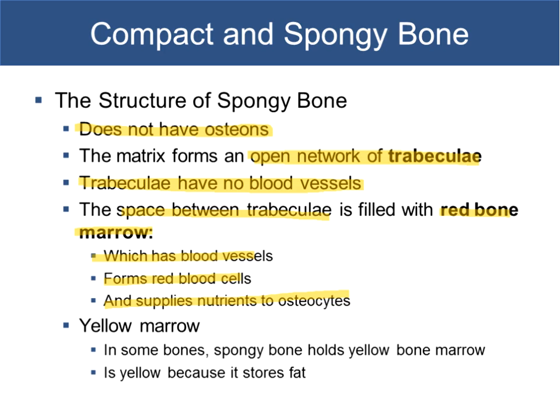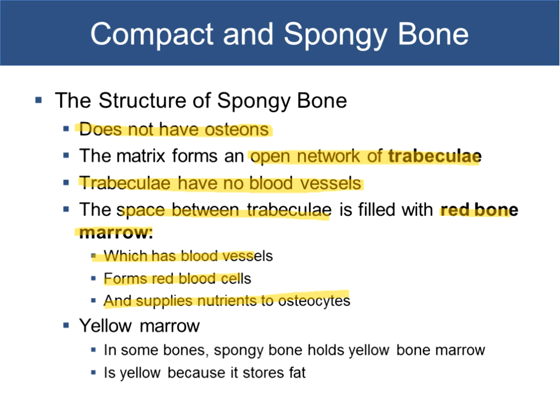Even though we don't have that unit of compact bone we call an osteon, we still have osteocytes. So there are still bone cells in spongy bone. They're just not arranged as osteons. The matrix forms an open framework, and that open framework is what we call the trabeculae. There are no blood vessels that go directly to the trabeculae, but it is still able to get nutrients and get rid of waste and do all the things that blood vessels would provide.